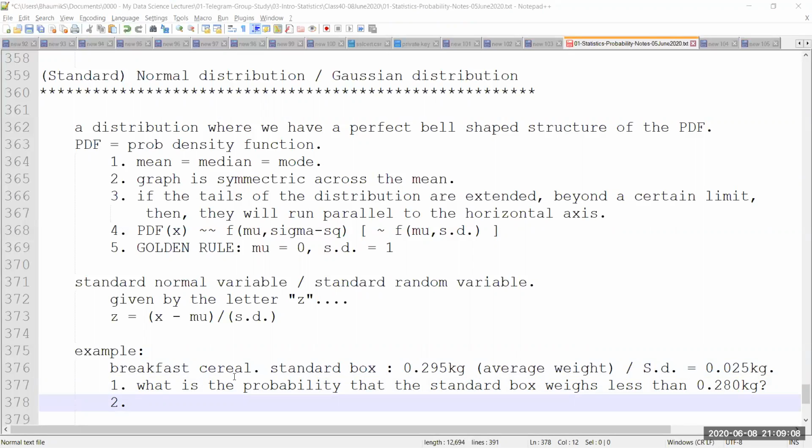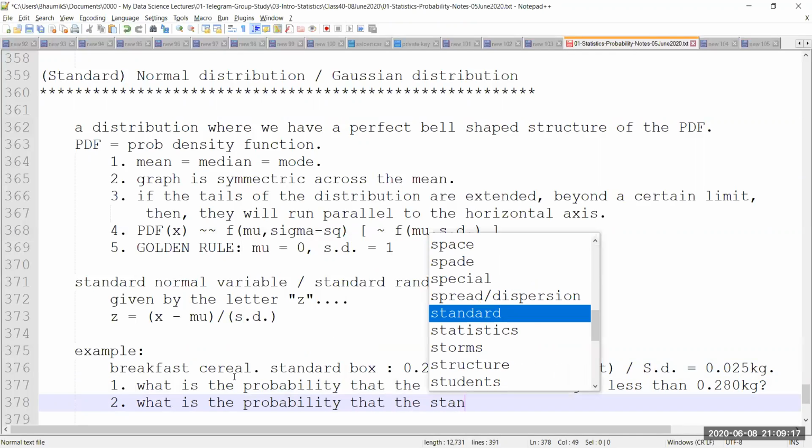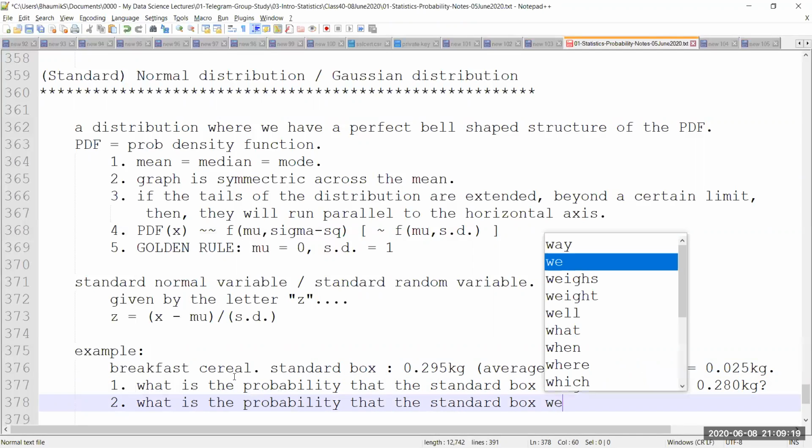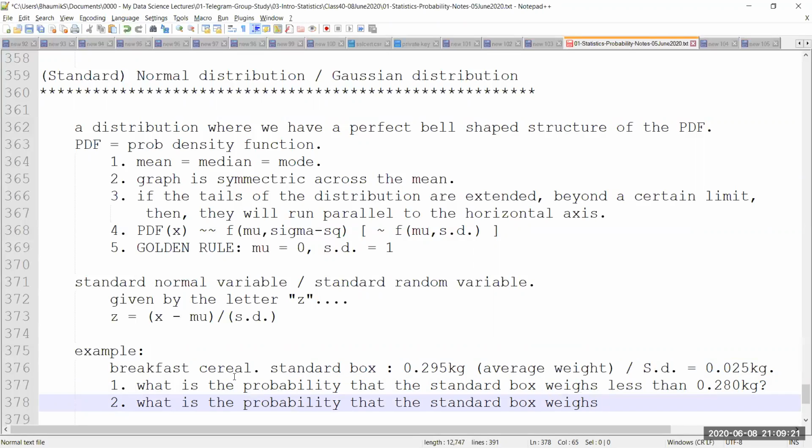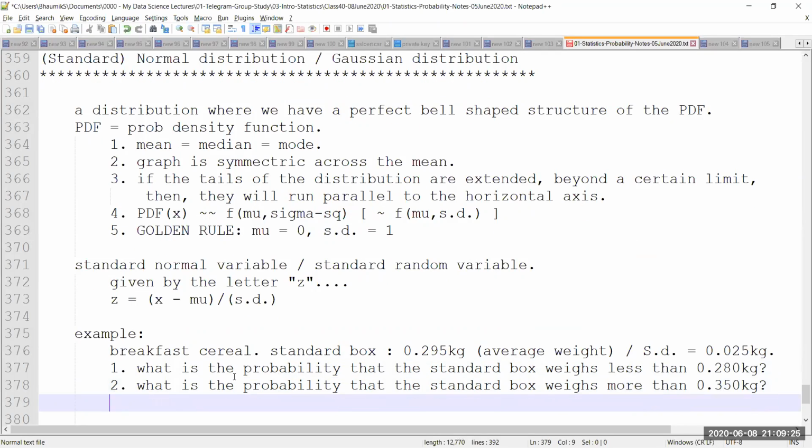The next question is, can this happen on the other side as well? So let's say, what is the probability that the standard box weighs more than, I don't know, 0.350 kg? Is there any probability that the box does not weigh 0.295? It is actually more. It has more content. And if there is, then maybe we would like to know what is the probability.